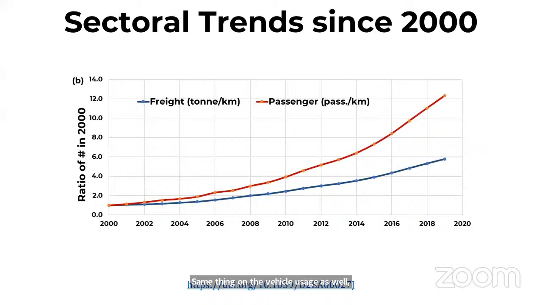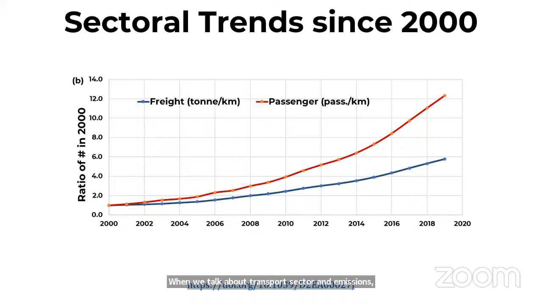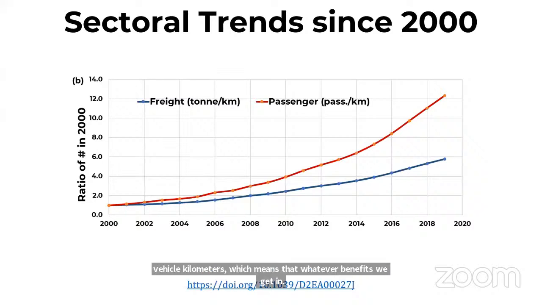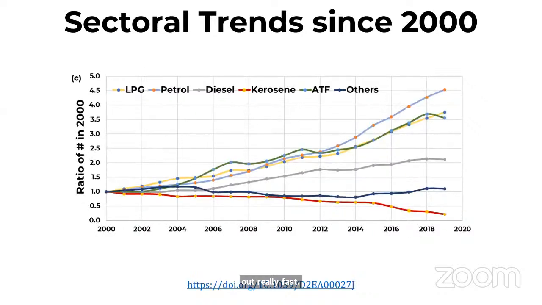I'm putting these two figures next to each other because when we talk about transport sector and emissions inventory, it's a combination of both the number of vehicles and vehicle usage multiplied by emission factor. We are bettering the emission factor, but we are tremendously increasing the number of vehicles and the vehicle kilometers traveled, which means that whatever benefits we get in a clean emission factor, we are basically nulling out really fast, and emissions are continuing to grow in the transport sector.